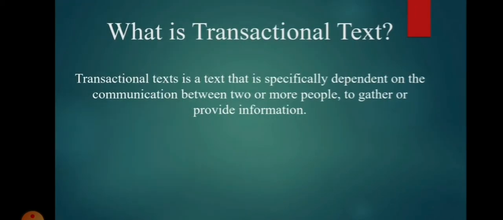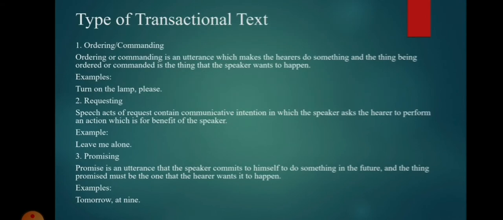Then next, we go to the transactional text. So what is transactional text? Transactional text is a text that is specifically dependent on the communication between two or more people together or provides information. So next, the types of transactional text. The first one is ordering or commanding. Ordering or commanding is an utterance which makes the hearer do something, and the thing being ordered or commanded is the thing that the speaker wants to happen.